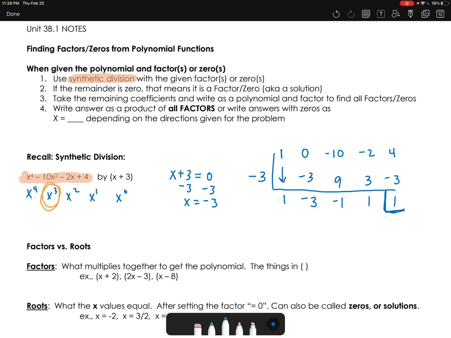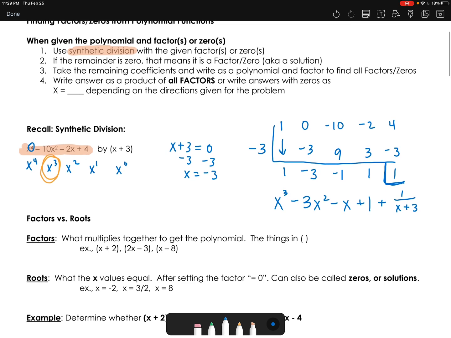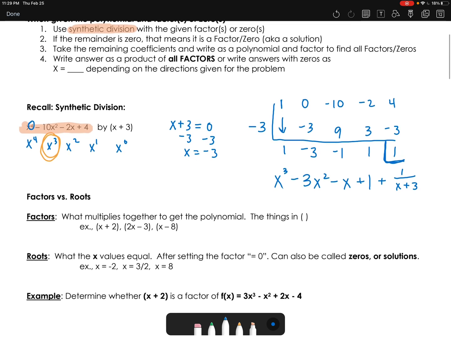So how we would write this as our final answer, remember we always write our first term as 1 degree less than what we started with. So this would be x to the 3rd minus 3x squared minus x plus 1 plus our remainder over the divisor. So 1 over x plus 3. So that's a refresher. If you need some more help on synthetic division, please feel free to ask in class or ask for some extra practice. But this is review from last unit, okay?